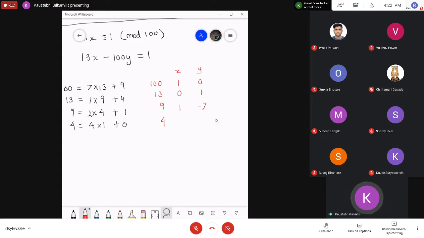Are all of you getting this? How we are finding this? -1 and 8. Okay. And why? Because 4 is equal to the row of 13 minus the row of 9. Okay. So 0 minus 1 is -1, and 1 minus -7 is 8. Minus minus becomes plus. Okay.